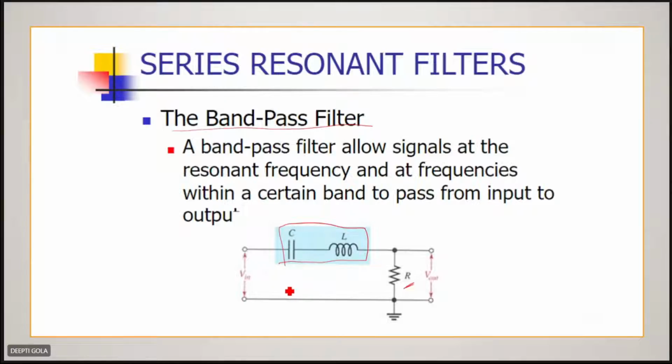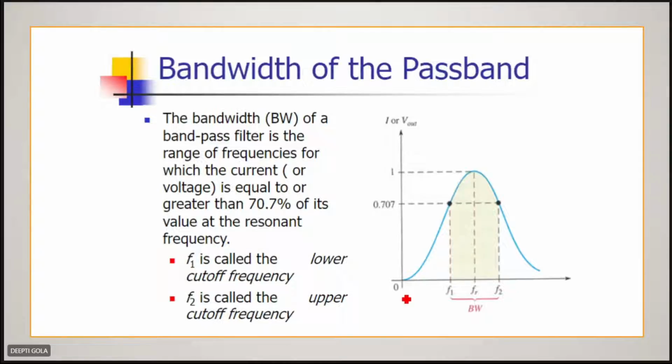Okay, the band pass filter will allow the signals at resonant frequency and at frequencies within a certain band to pass through from input to output, and others it will stop. This will be the frequency response. It is frequency versus I or V out. If you plot the gain of this, either voltage or current, it will be like this. So this is the curve for gain versus frequency.